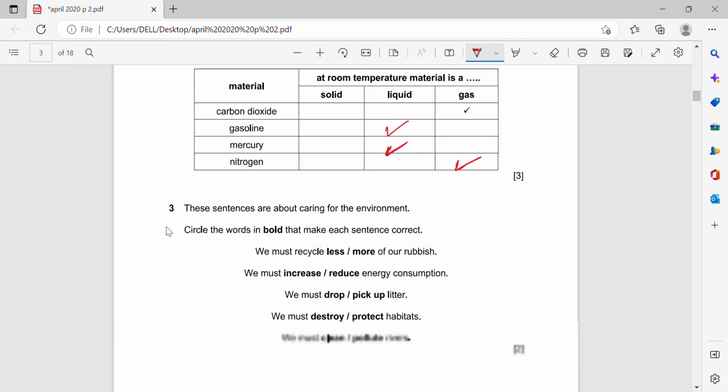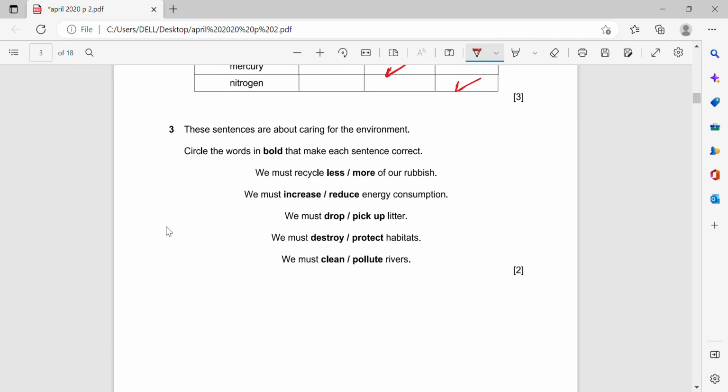Question number 3. These sentences are about caring for the environment. Circle the words in bold that make each sentence correct. I have here 5 sentences and we have to circle only one word in bold to make it correct. Number 1: we must recycle less or more of our rubbish to care for the environment. We have to recycle more.